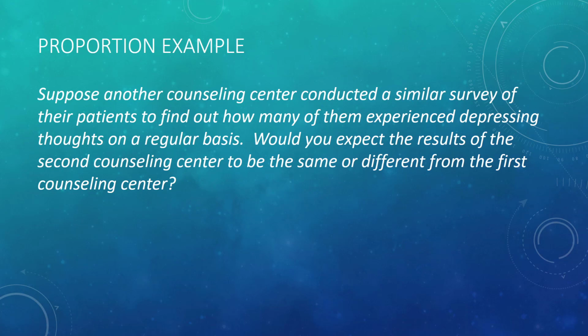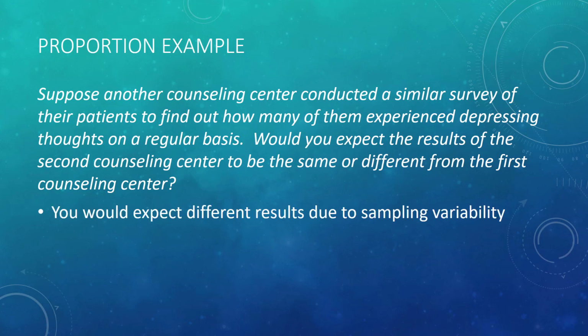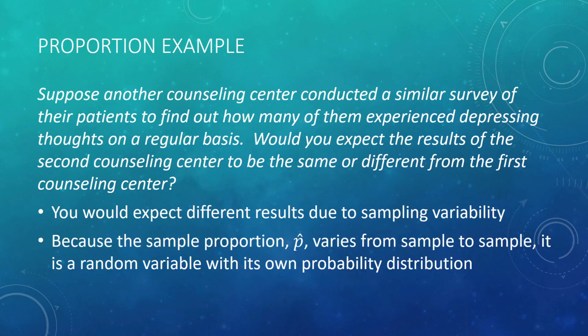Suppose another counseling center conducted a similar survey of their patients to find out how many of them experienced depressing thoughts on a regular basis. Would you expect the results of the second counseling center to be the same or different from the first? Pause this video, write down your answer, and then unpause it to see if you are correct. You would expect different results due to sampling variability.